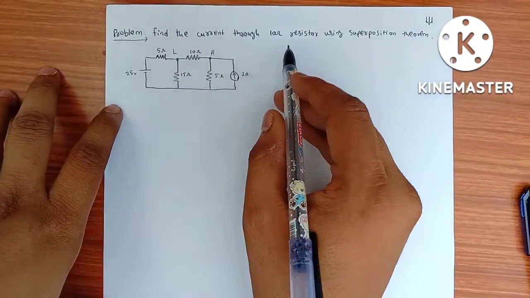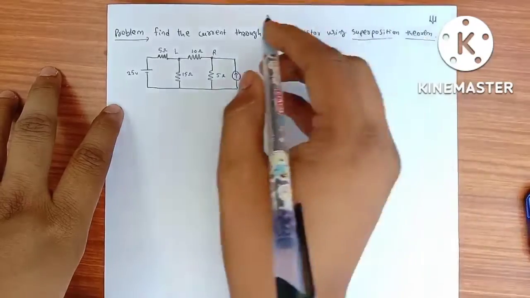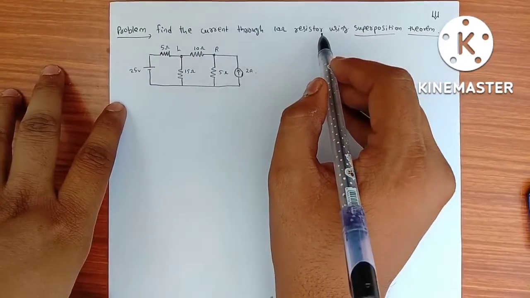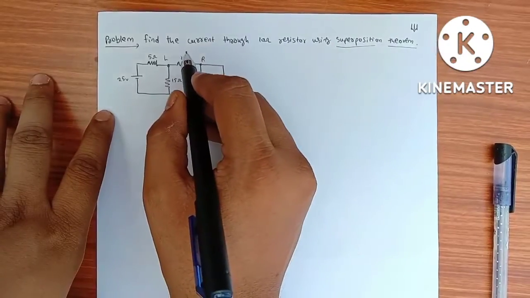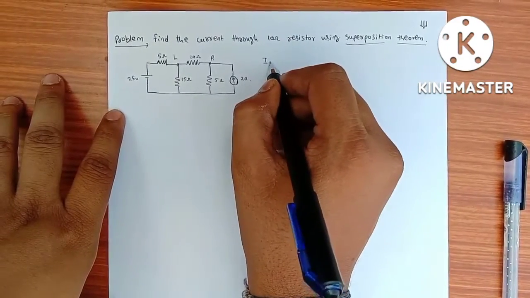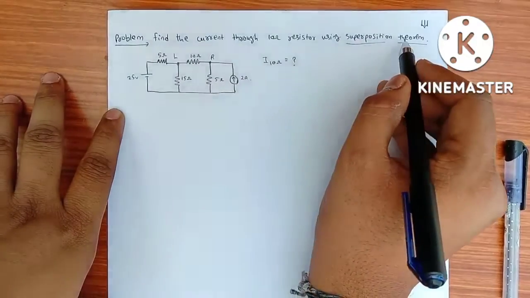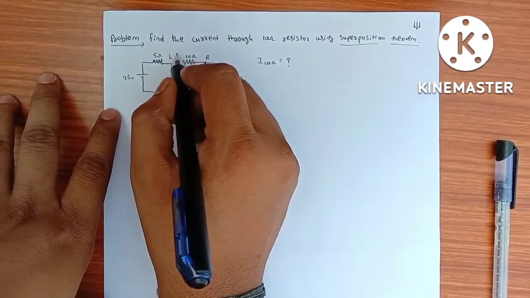Let us see one more problem on superposition theorem. What is the question given? Find the current through 10 ohms resistor using superposition theorem. So now we want to find current through 10 ohms resistor using superposition theorem. Let current through 10 ohms resistor be I.